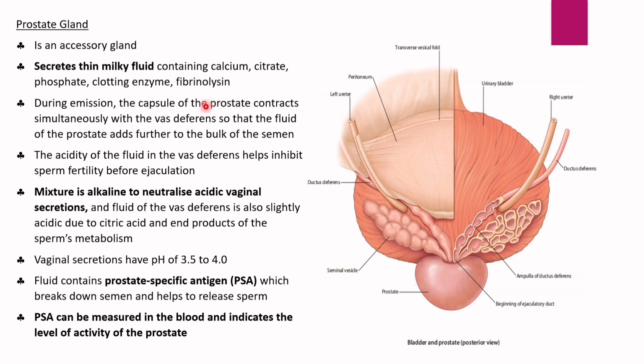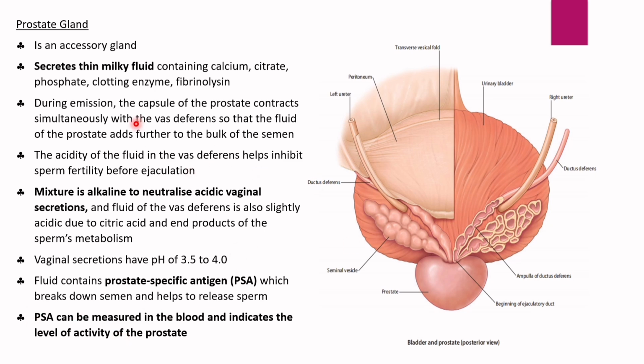Then the fibrinolysin will make sure that after they have stuck for a while, they can now move to fertilize the what? The oocyte. They also secrete alkaline solutions which will neutralize the acidic environment of the what? The vagina. They also secrete prostate specific antigen, which breaks down semen and helps to release the sperm. First we form a clot, then the clot must be broken down so that the sperm can be released from the semen and go to fertilize the what? The oocyte.